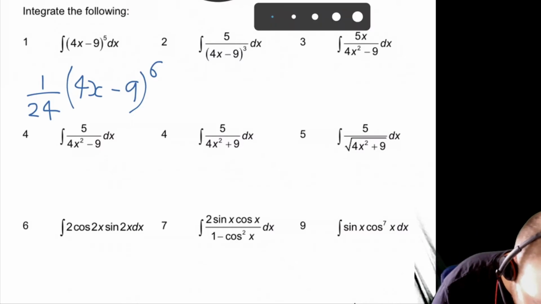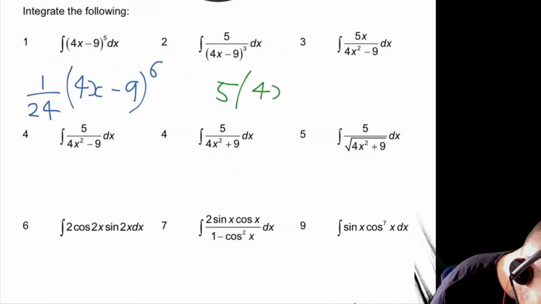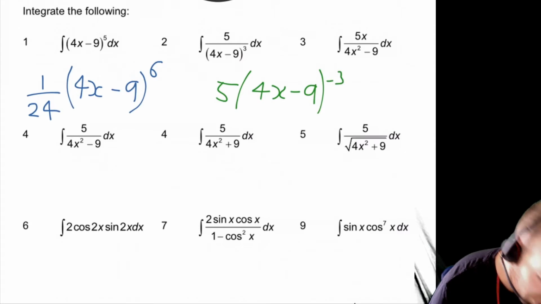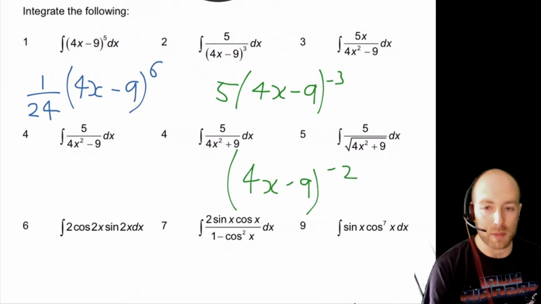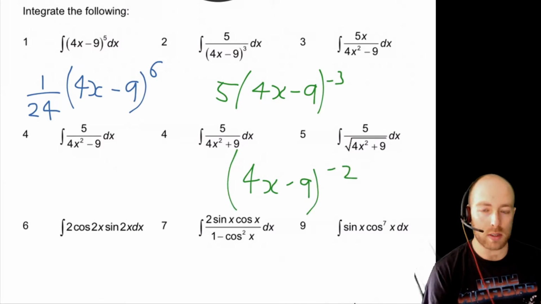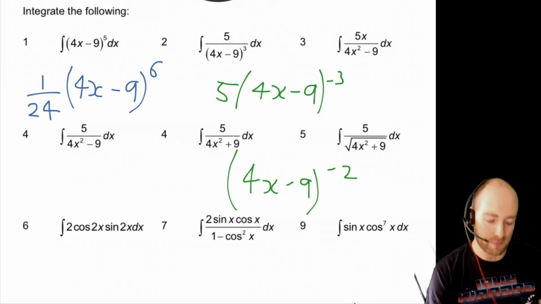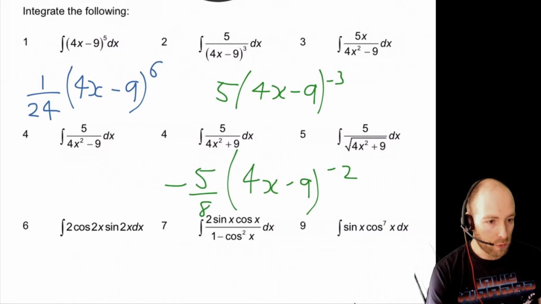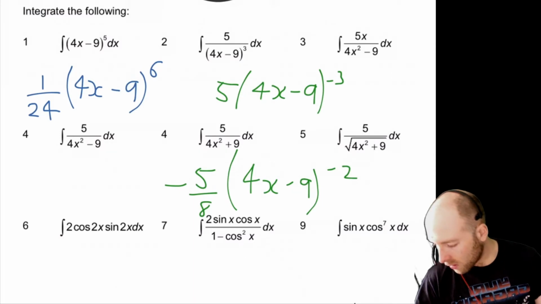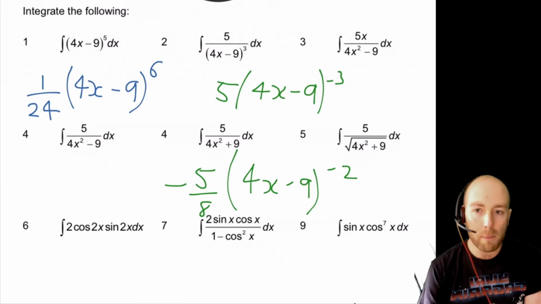Second one, we need to bring this up and call it 5 lots of (4x - 9)^-3. So if we integrate that, we're going to get (4x - 9), and the power goes up to minus 2. Now, if we differentiate that, we'd get minus 2 times 4 at the front, so we get minus 8 at the front. Now, we want 5, so we need to divide by minus 8 times by 5, so minus 5/8 (4x - 9)^-2. Cool. So that's that one.